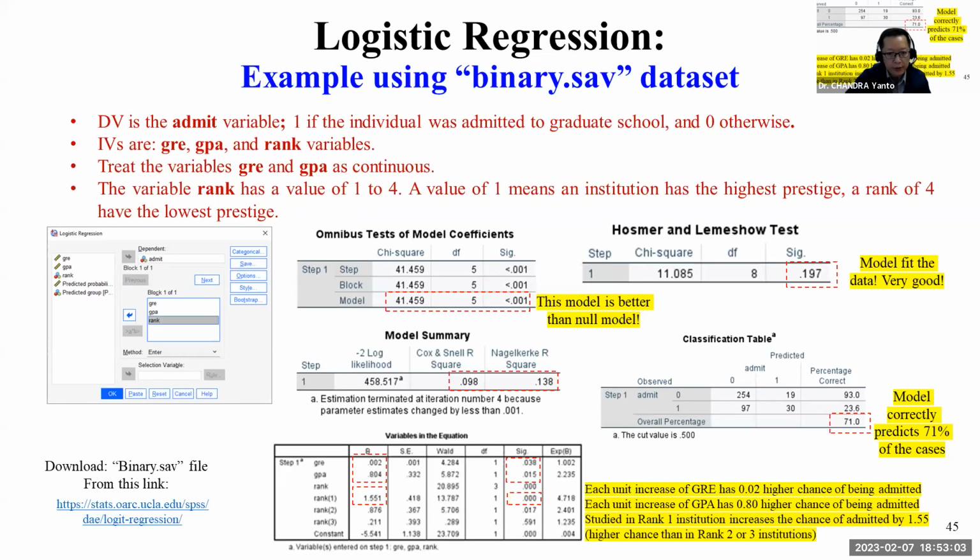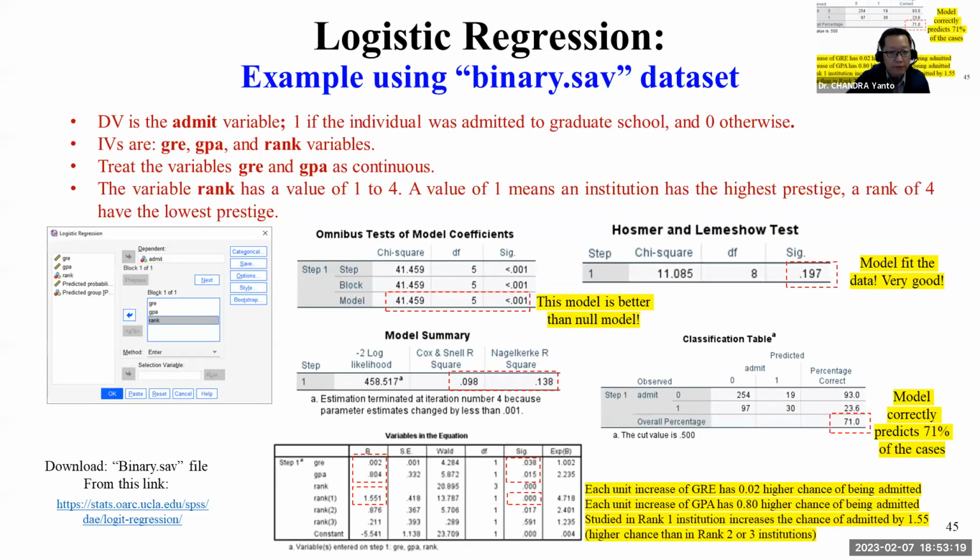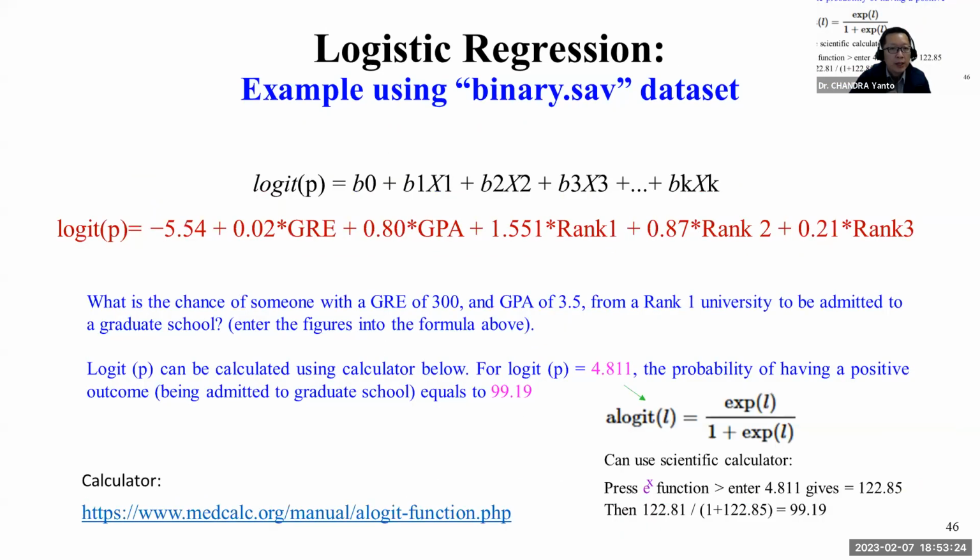and they're significant. And this is how you write the regression formula, right? So logit equals minus 5.54. This is the intercept. Look at the bottom there. And then the GRE is 0.02 multiplied by GRE, and 0.8 multiplied by GPA, plus 1.551 multiplied by rank 1, plus 0.87 multiplied by rank 2, and 0.21 multiplied by rank 3.